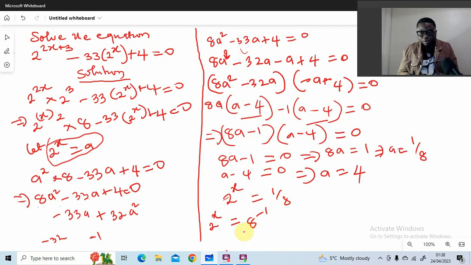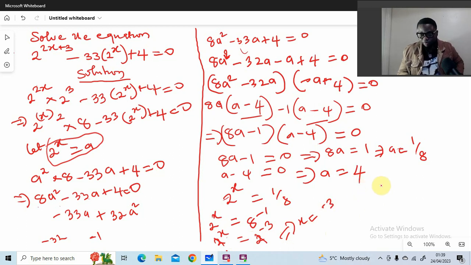I'm going to make it have the same base as 2 in order to get the value of x. That will be 2 exponent x is equal to, remember that 8 is the same thing as 2 raised to the power of 3. But remember, we already have minus 1 as the exponent, so the 3 is going to multiply by minus 1 to give us 2 exponent minus 3. Now we have the same base, 2 here, 2 here. They will cancel out and we pick the exponent, so x becomes equal to minus 3.